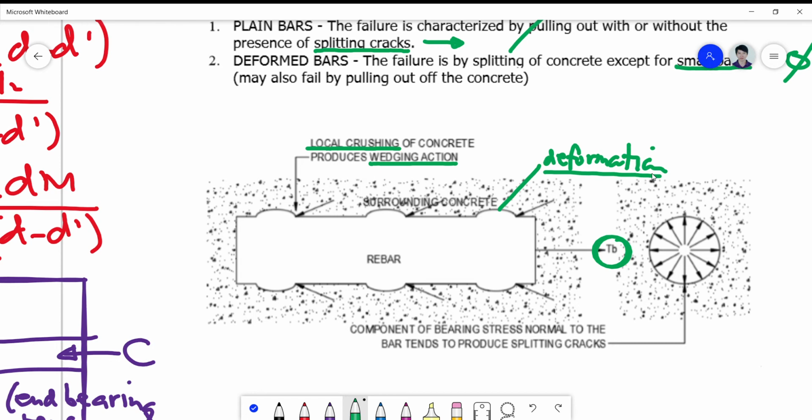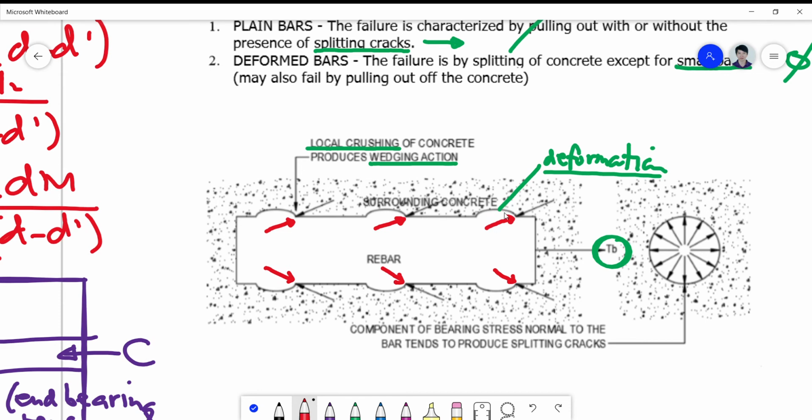So what will happen is that this steel bar will resist this wedging action, or else there will be movement, and that's what we don't want to happen. So this will now prevent, this will counter the wedging action.